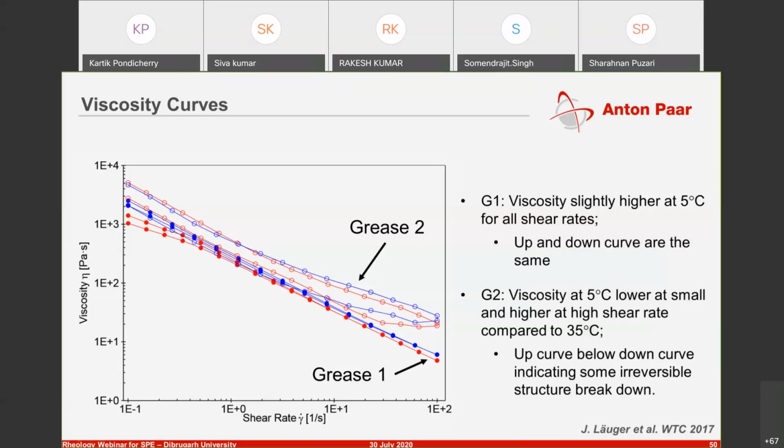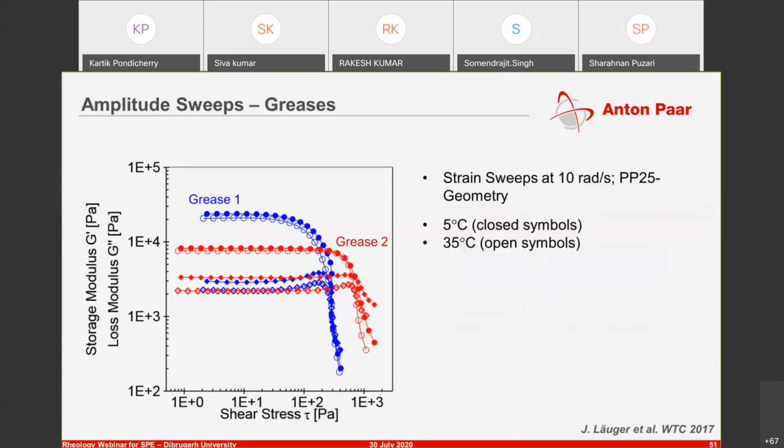So how does that affect the grease? In principle, if you're looking at the data, I said that temperature has a lot of influence, but here you don't see that. So this is 5 degrees, the solid ones, and then the hollow ones are at 35 degrees. So you don't see much of a difference as far as the G prime, G double prime, perhaps a little bit, but not much in G prime. And then the flow point is also not much different between the two temperatures.